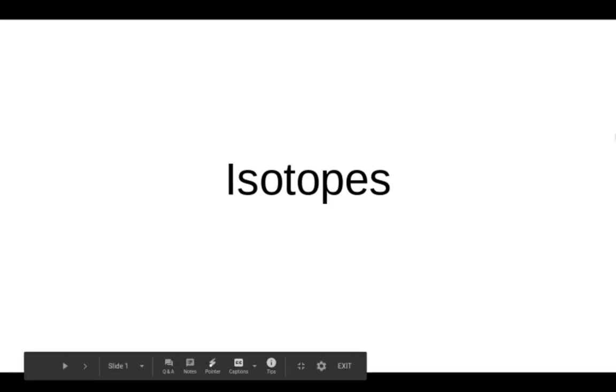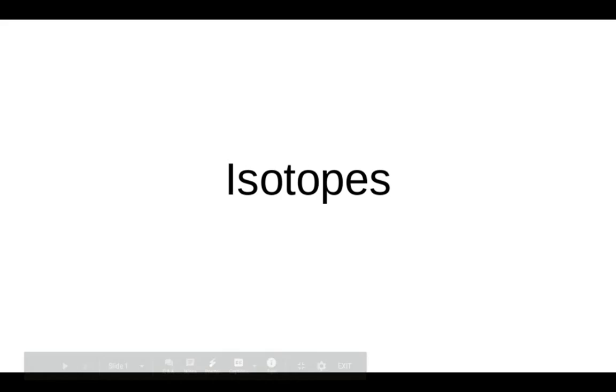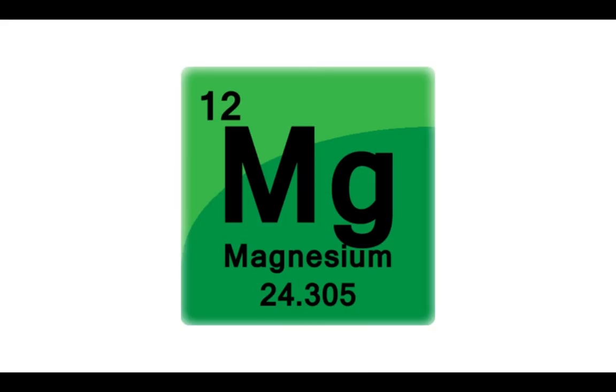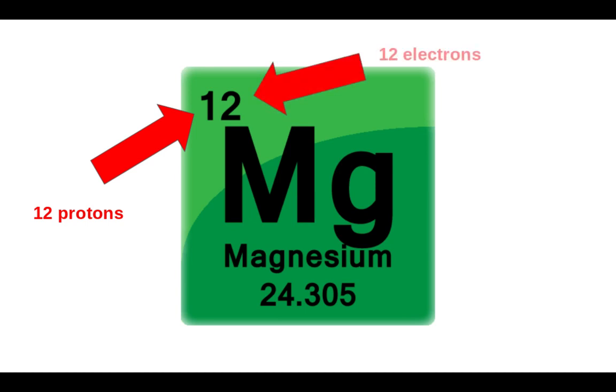So we're looking at something called isotopes. So let's have a look at this. So obviously we know this is magnesium, this is the symbol, and we know that there are two numbers here, and these numbers tell us some information. So we know this 12 means that magnesium has 12 protons, and this 12 also means that magnesium has 12 electrons. Well, at least the atom does. We know the ion is different, but the atom, 12 electrons.